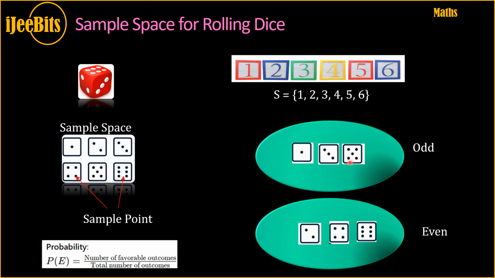1, 3 and 5 are the odd numbers. So we have 3 favorable outcomes for getting an odd number.